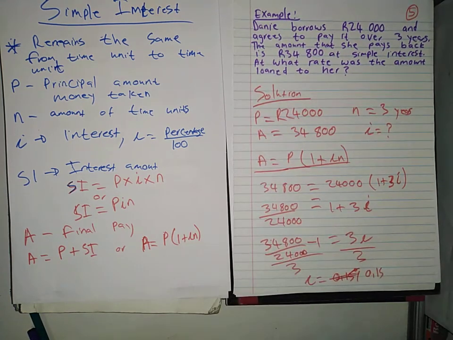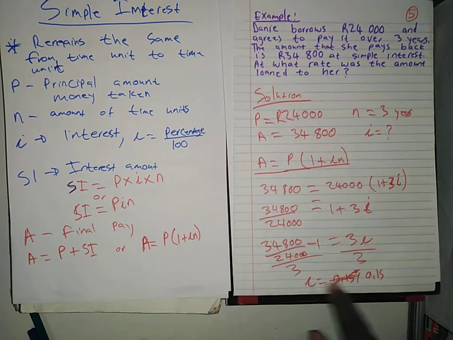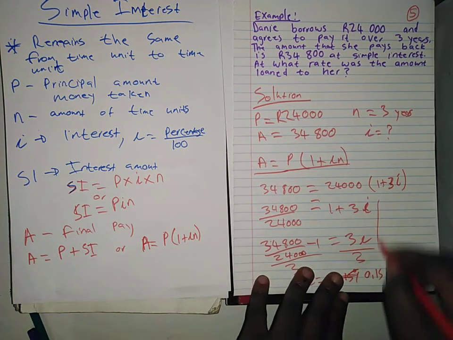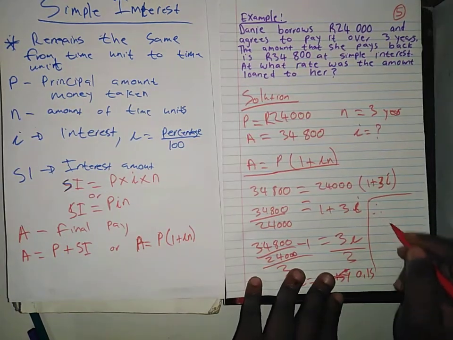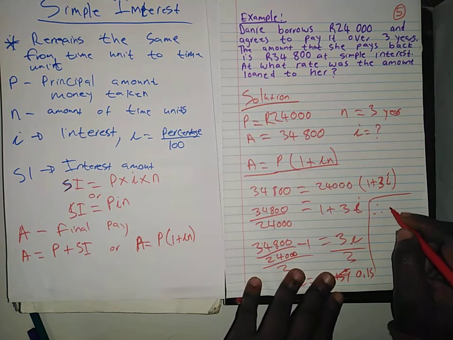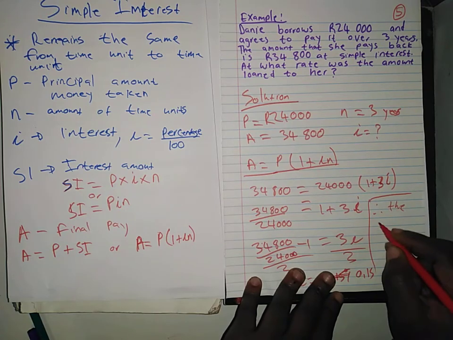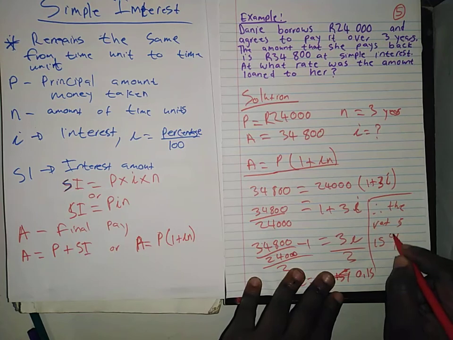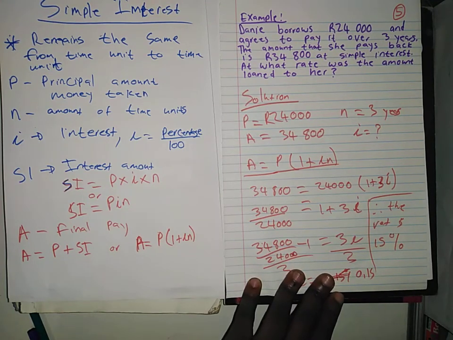0,15. But ladies and gentlemen, remember your i is 0,15, but you were asked the rate. Now the rate is usually termed in percentage, so you must answer in the context of the question, as we said earlier. So obviously when 0.15, it means you must times it by 100 and get the percentage. So the rate is 15%. That is what you are going to report with.